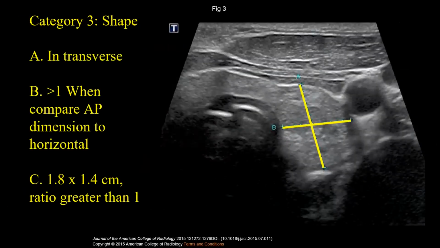While this lesion, again, another axial or transverse image, we have our trachea over here. This is your isthmus, one of your strap muscles. This whole area here, I know it's only one image, this whole area here is your thyroid nodule. And clearly it's definitely taller than wide and would be given 3 points.